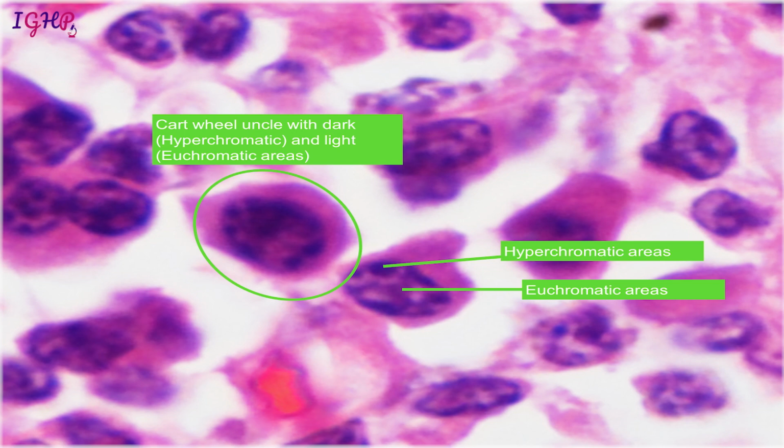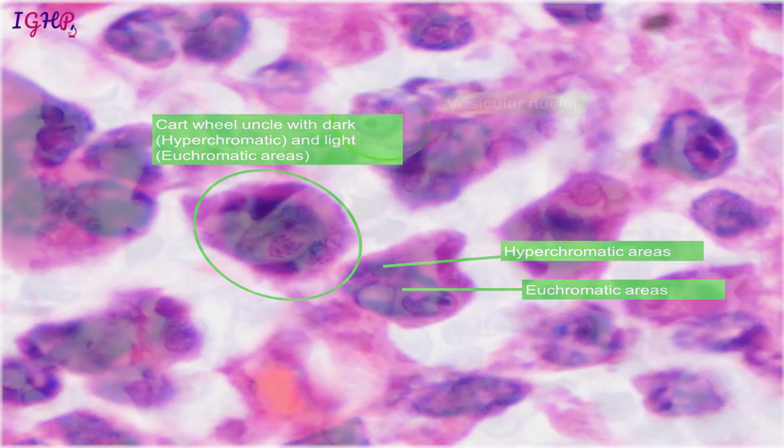Now suppose in a cell you have a nucleus which is filled completely with heterochromatin, which is completely dark and hyperchromatic, then we call that cell a hyperchromatic cell. And if you have a cell which is composed mainly of euchromatin, it will look vesicular, and then we call it a vesicular cell. So this is a classical cell in which you can see the beautiful areas of the nucleus as heterochromatin and euchromatin, that is dark and light areas.